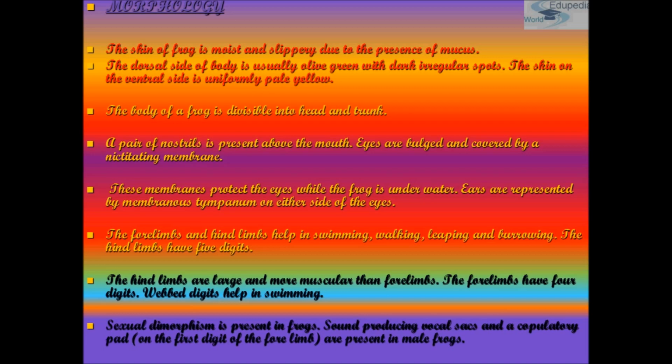Male frogs can be distinguished by the presence of sound producing vocal sacs and also a copulatory pad. Copulatory means that it helps in intercourse. The copulatory pad is on the first digit of the forelimb, which is completely absent in female frogs.